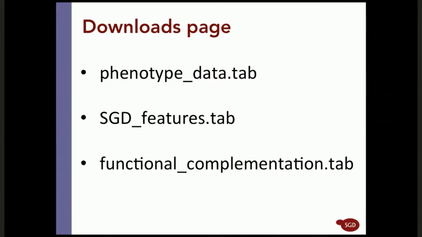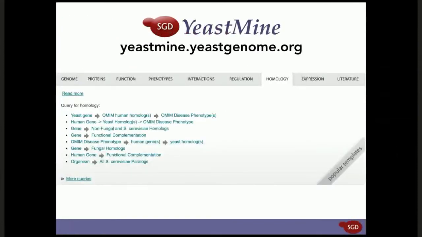Now, the data in these three files, gene descriptions, phenotypes, and functional complementation, are all available in one more place, YeastMine. YeastMine is a data search and retrieval tool that enables you to query for, save, and analyze just about any kind of data at SGD. Let's quickly go over how to use it to find homology and disease information.